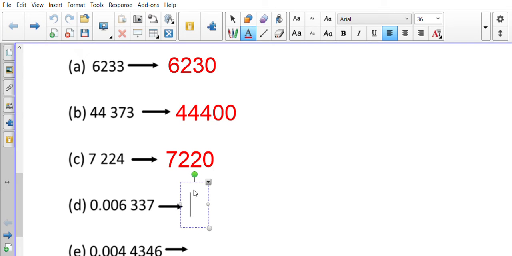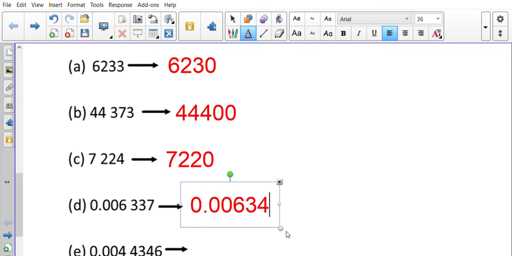Part D, so your first significant figure is the 6, second is the 3, the third is also a 3. Looking ahead to your fourth, it's a 7, which means this 3 here needs to become a 4. So 0.00634, and remember, leave it there. If I were to add a 0, I'd be adding another significant figure. So this is your final answer, 0.00634.